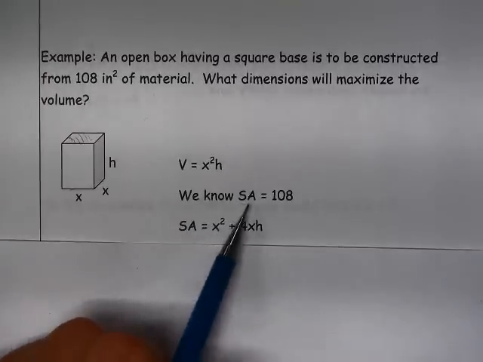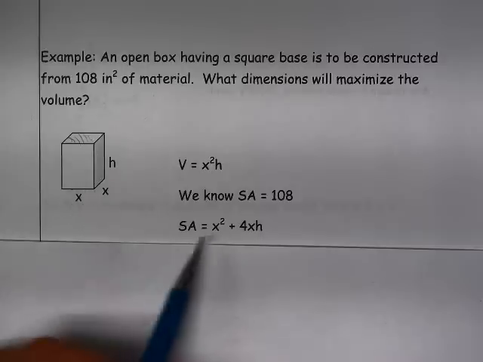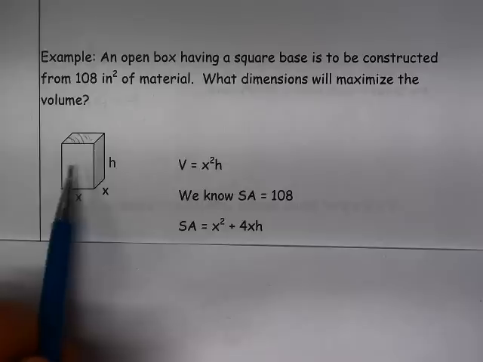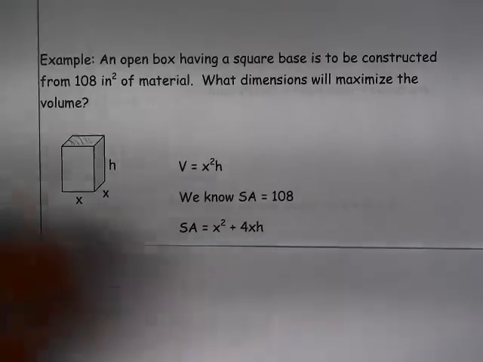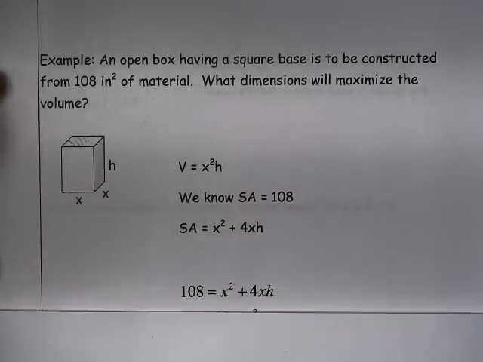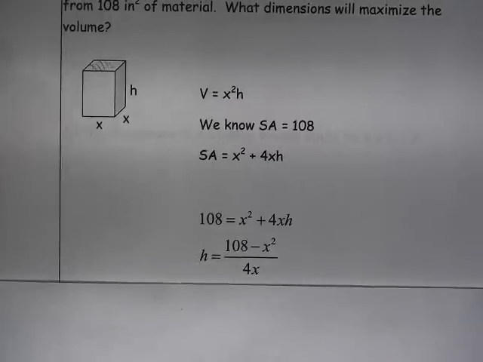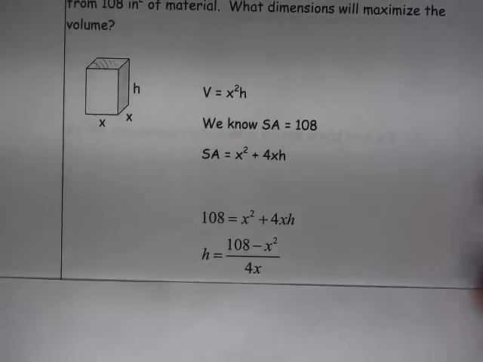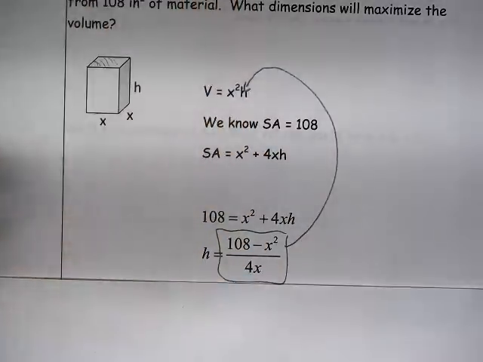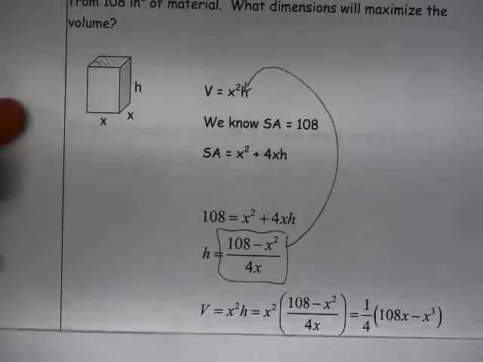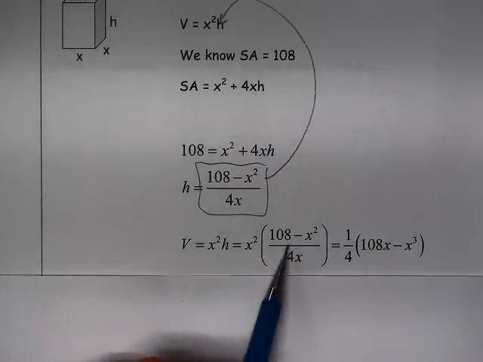So I know an additional relationship is surface area. So if I think about the surface area, the bottom of that box is x squared, and each of the sides has an area of x times h, and there are 4 of them. So the surface area is that, and I know that's 108. I can solve this for h, and then I can plug that back into the equation that I had for volume. And when I do that, I get my volume equation just in terms of x.